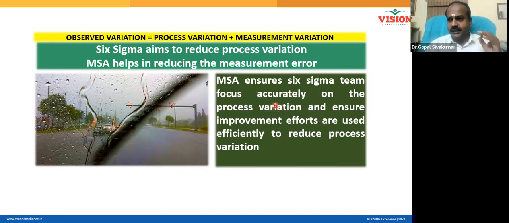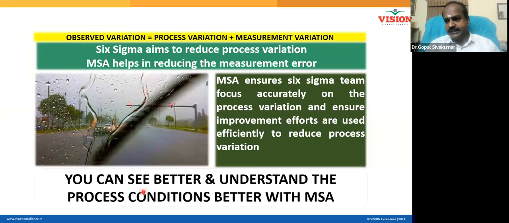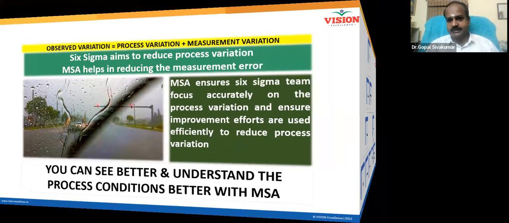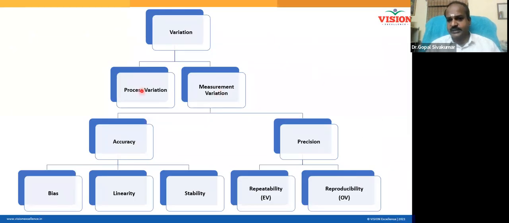MSA ensures the team focuses accurately on the process variation and ensures the improvement efforts are used efficiently to reduce the process variation. So after MSA, you can see better and understand the process conditions better. Now, variation can be of two types: process variation, measurement variation. What is process variation otherwise called? This is the problem you want to solve. What is measurement variation? It is nothing but error. If you want to control this, first you must control this.